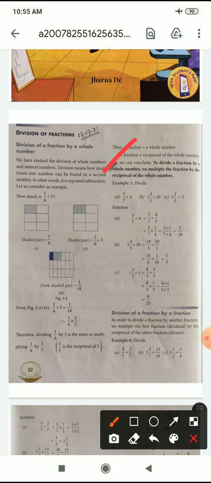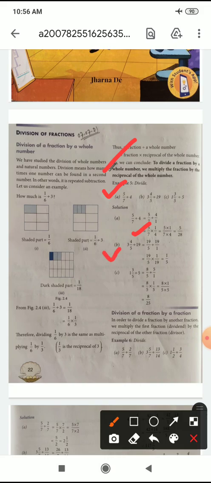For example, you see 5 by 7 divided by 4. So first we write 5 by 7, then divided by 4. The reciprocal of 4 is 1 by 4. Okay, so here we multiply.